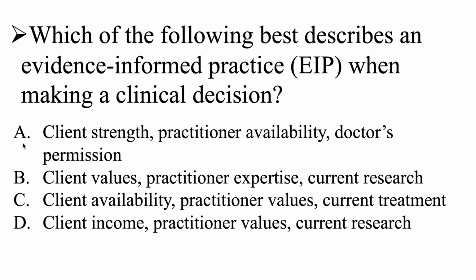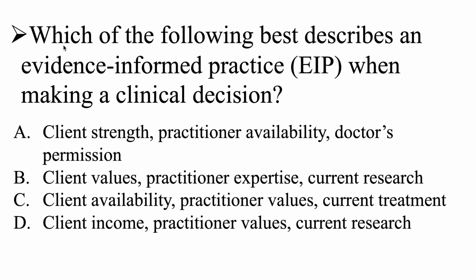Is it going to be A, client strength, practitioner availability, doctor's permission, B, client values, practitioner expertise, current research, C, client availability, practitioner values, current treatment, or D, client income, practitioner values, current research?